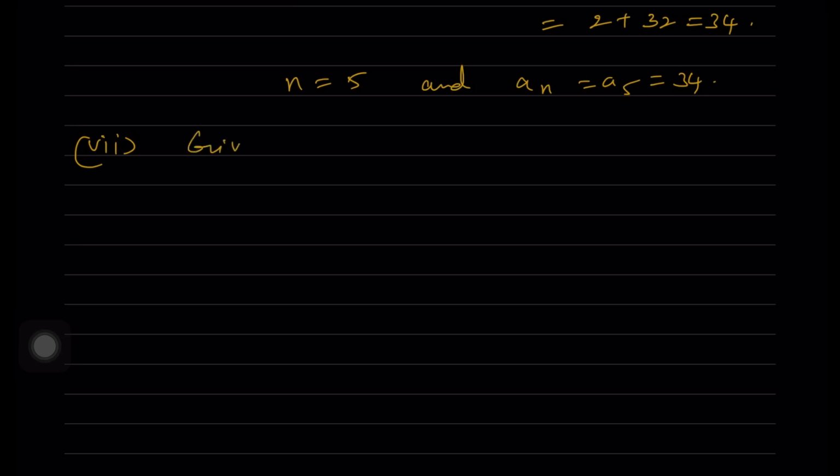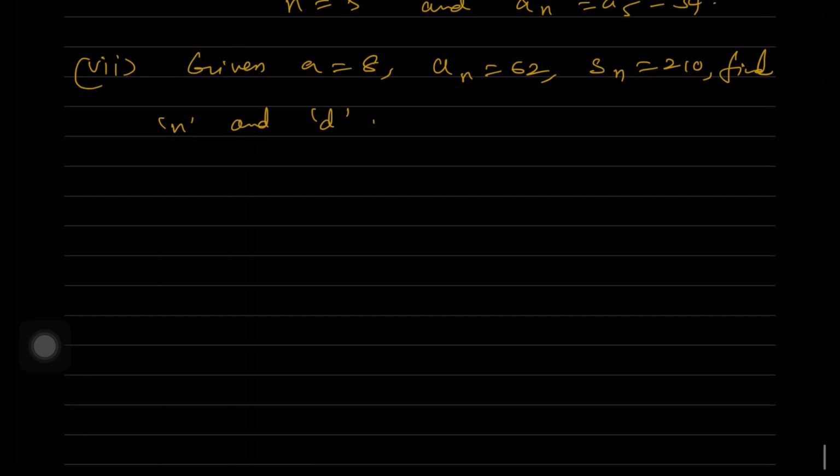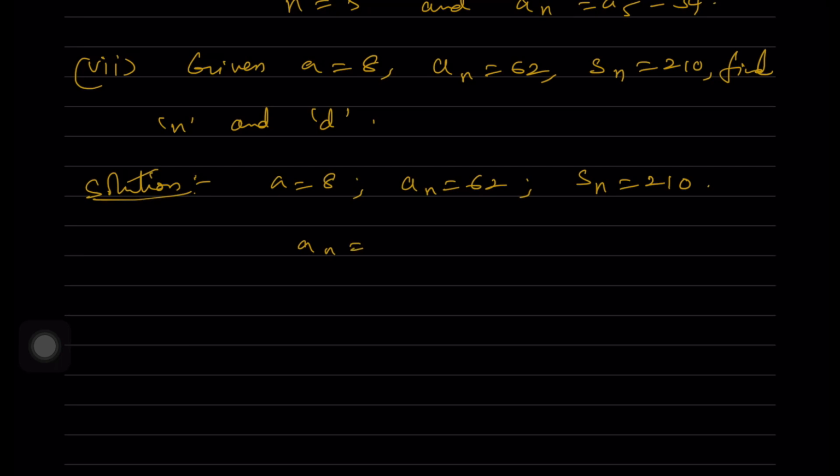a is equal to 8. In the question sometimes there is a printing mistake, so according to the question, I have taken the textbook problem only. In the previous problem we had to find out n and an, that is a5. Now here it is given a is equal to 8, an is equal to 62, Sn is equal to 210, find n and d. You substitute them, you will get two equations. From that you can solve for n and d.